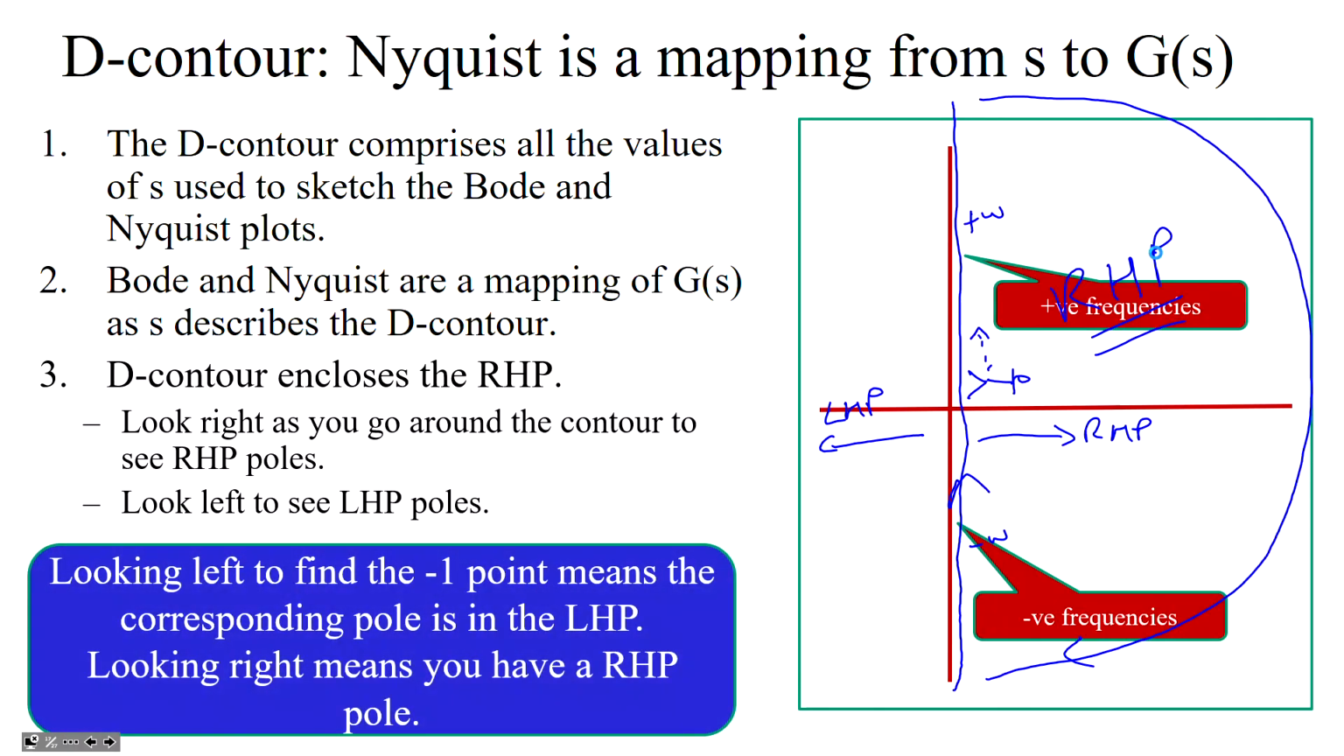Now, why is that significant? If you need to look left from your Nyquist diagram to find the -1 point, it means the corresponding pole is in the left half plane. If you need to look right to find the -1 point, then the corresponding pole is in the right half plane. Now, I'm not going to prove that. You can go to your maths books to see the proof, but that's the simplistic way of looking at it.